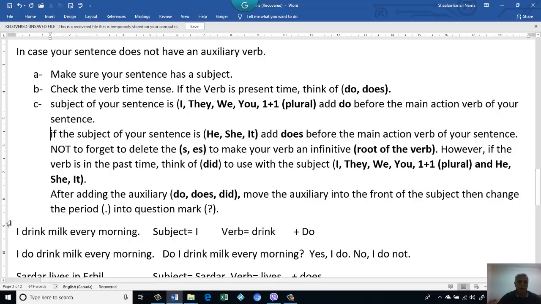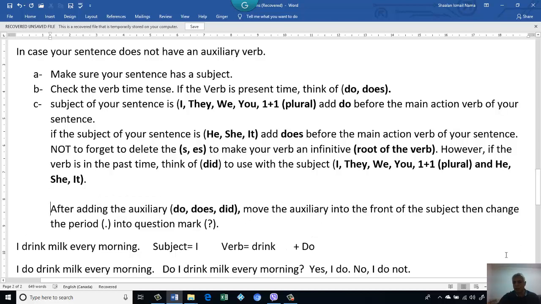And also we have to let you know not to forget to delete es or s from the verb to make your verb an infinitive, or sometimes we call it the root of the verb. However, if the verb is in the past time, we have to think about did, to use with the subjects I, they, we, you, and he, she, it. Let's look at how we do this.